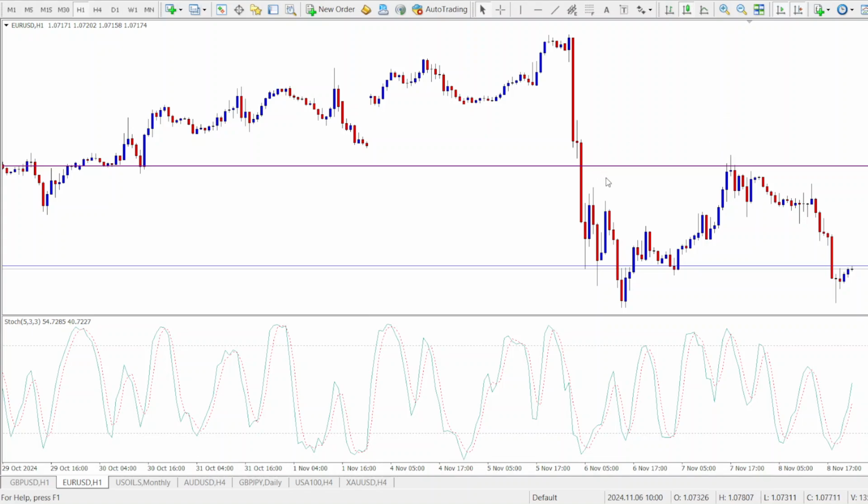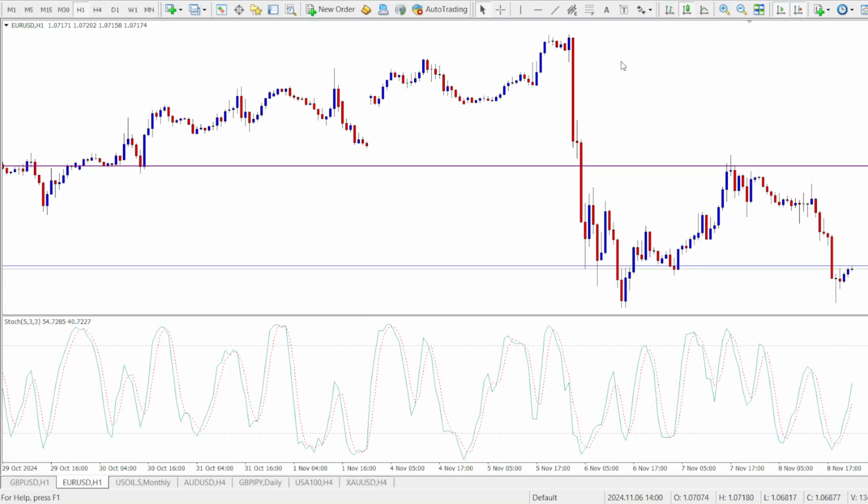Conversely, if the %K line crosses below the %D line from the overbought territory, which is above the 80 level, we might be looking for a potential sell entry. And remember, this is just the entry signal. Always double check with price action or other indicators to confirm what the stochastic oscillator is telling you. This extra confirmation can make all the difference.